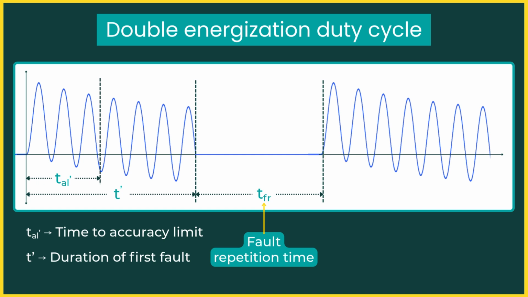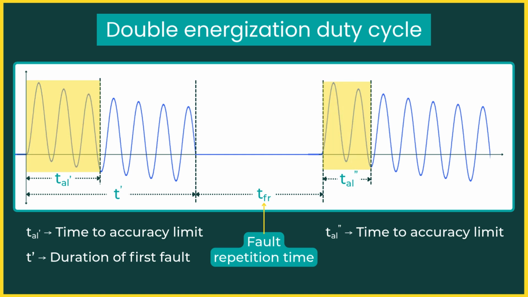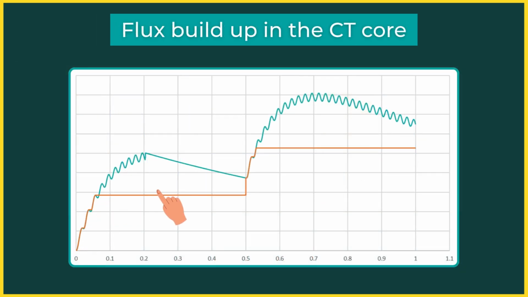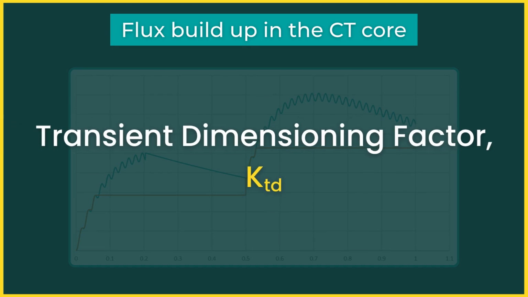For the second energization, we again specify the time to accuracy limit for the second fault. This accuracy time can be different for the first and second energizations. If you want to understand the reason, please watch the previous video in this series. These parameters together form the complete double energization duty cycle. They allow the manufacturer to understand how flux builds up in the core across both energizations and to determine the correct transient dimensioning factor, KTD.